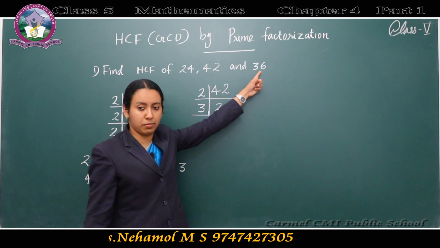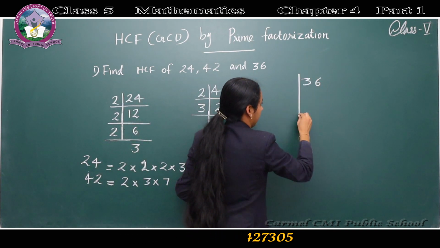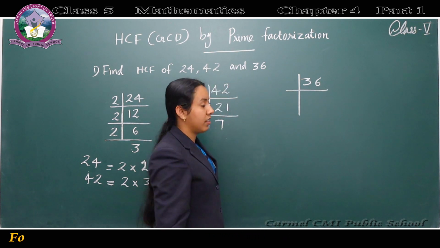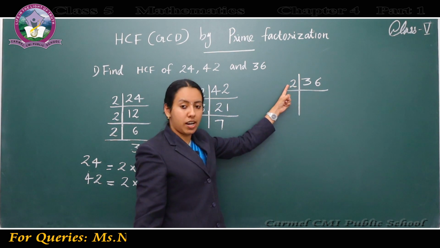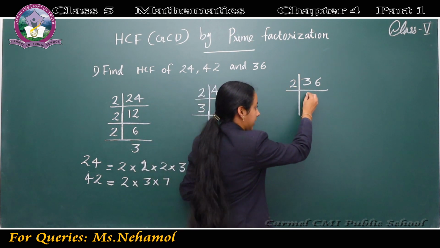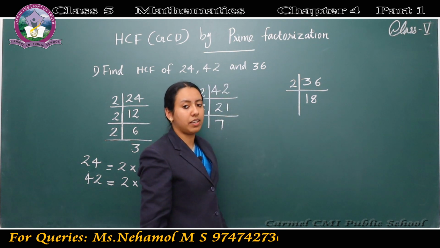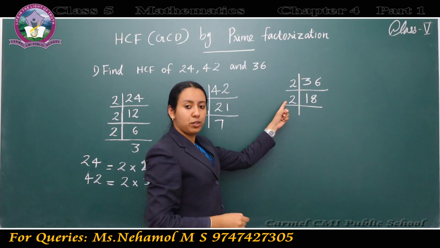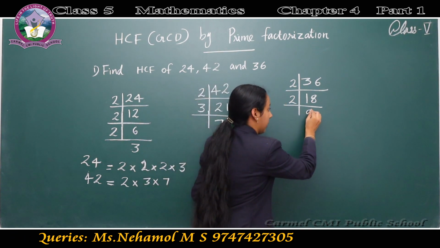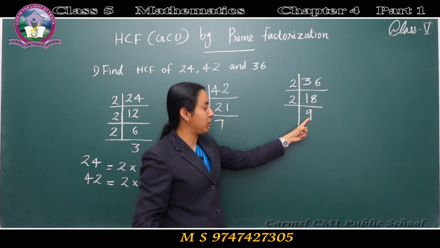Then take the next number 36. Prime factorization of 36. 36 divided by 2 is 18. 18 is also an even number divisible by 2. 18 divided by 2 is 9. 9. Then 9 is not divisible by 2.